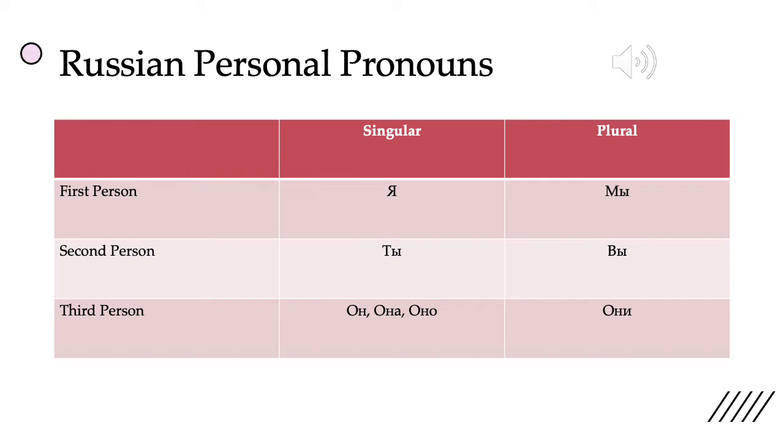However, as we will discuss later, any of them can mean it because they have to match the noun that they refer to. And we'll talk more about that later. And then the plural ones are мы, we, вы, you plural, and они, they.